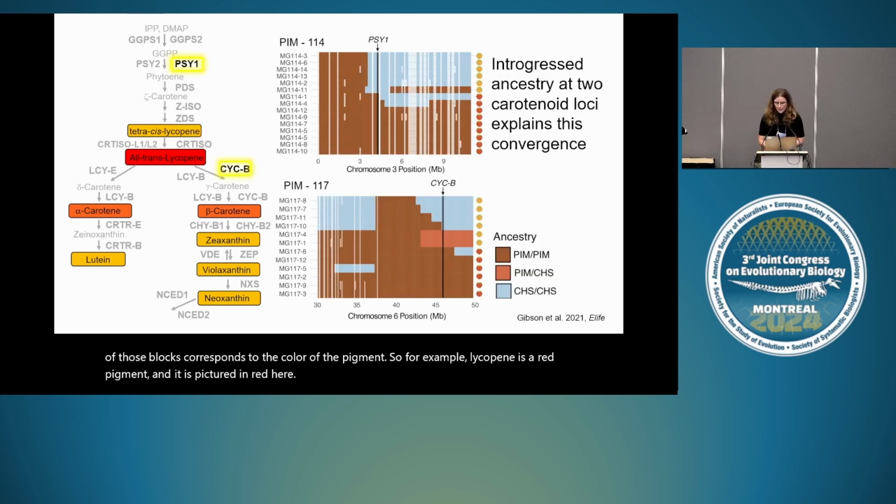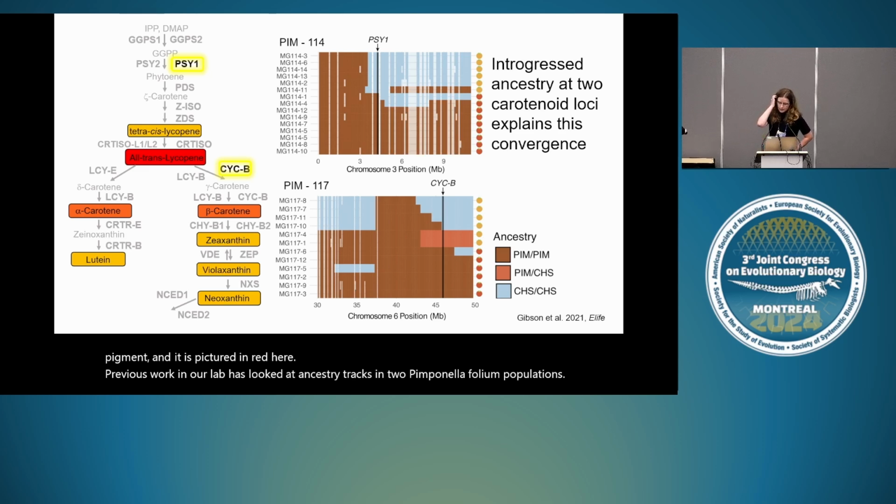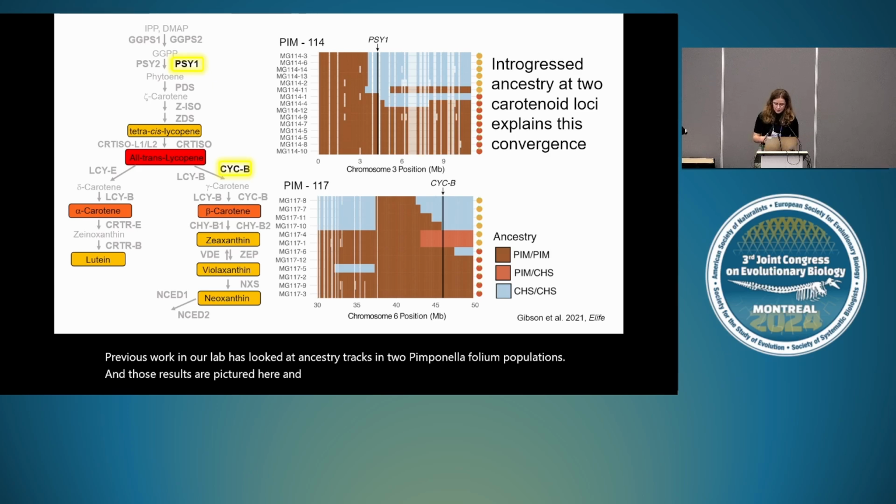Previous work in our lab has looked at ancestry tracks in 2 Pimpinella folium populations, and those results are pictured here. The main point of this result is that for one Pimpinella folium population shown at the top, orange fruit color is shaped by introgressed Cheese maniae alleles at this Psi1 gene. And in a second population, this orange fruit color is shaped by introgression of Cheese maniae alleles at a Psych-B gene. And so these genes are going to be a major focus of my talk.